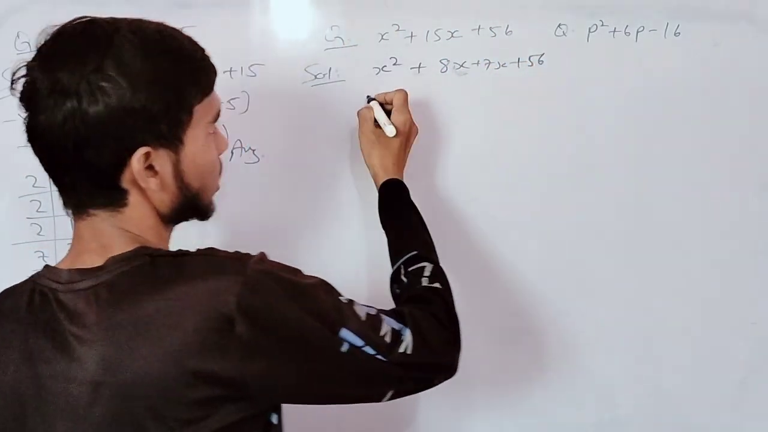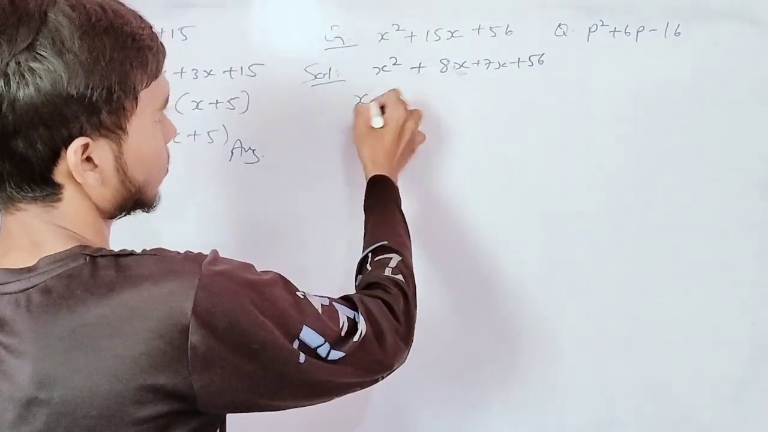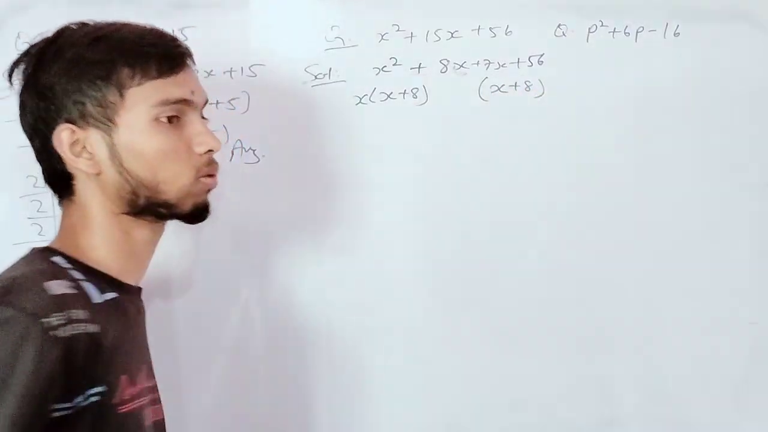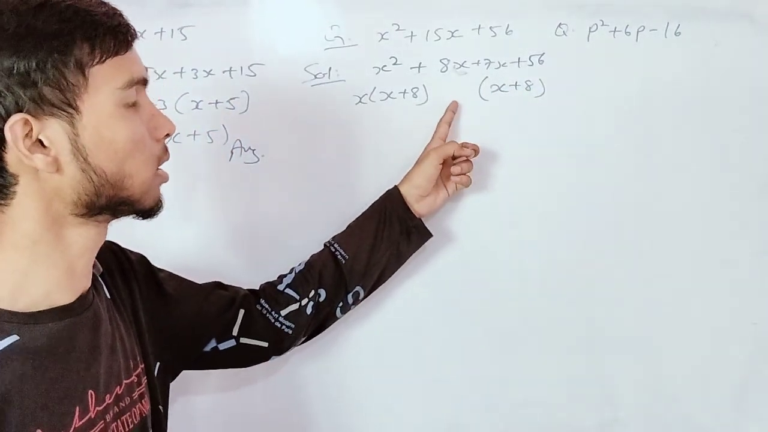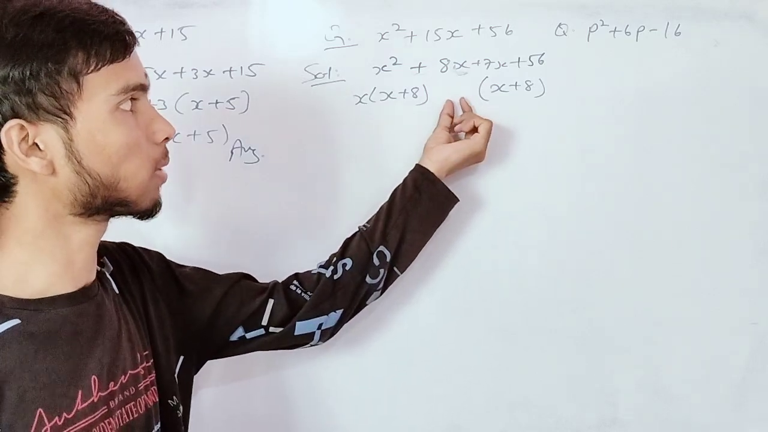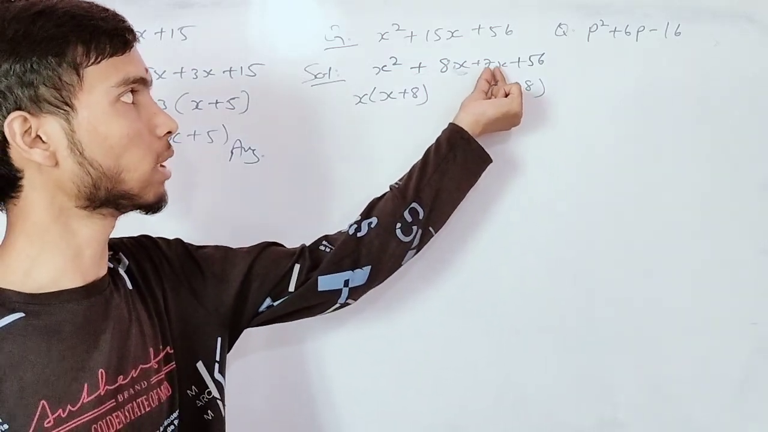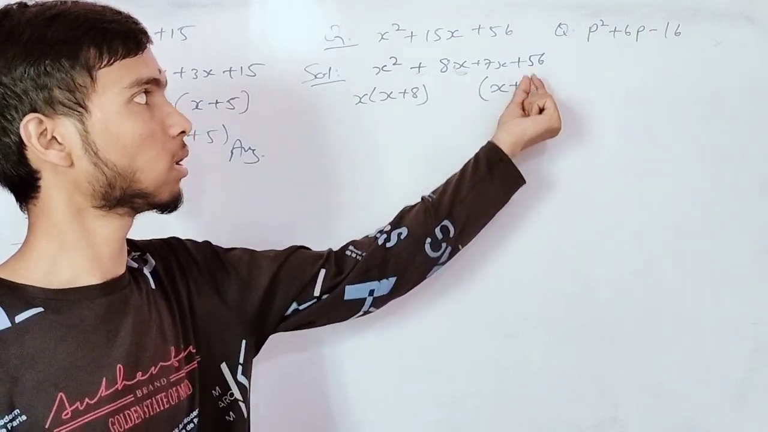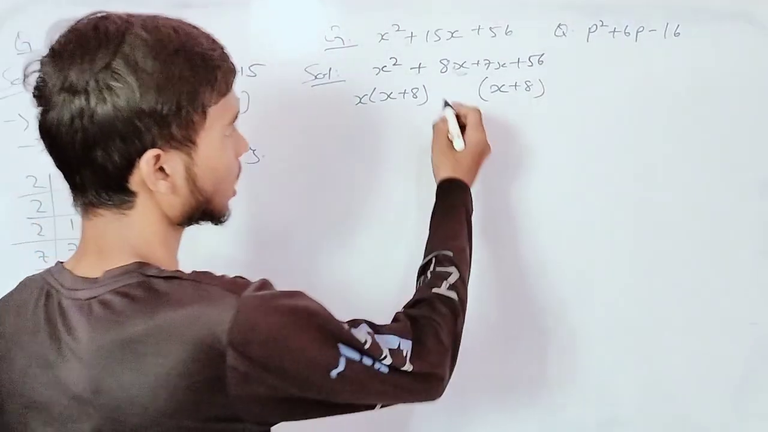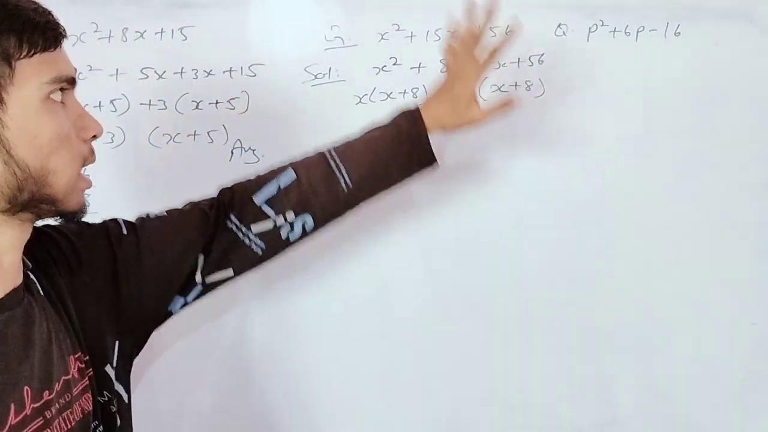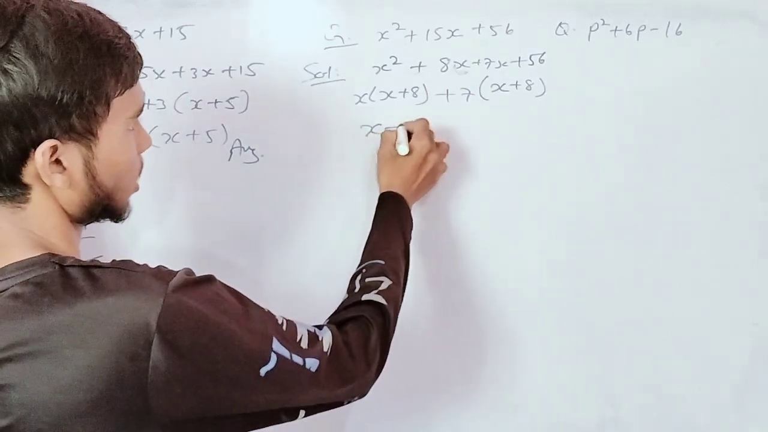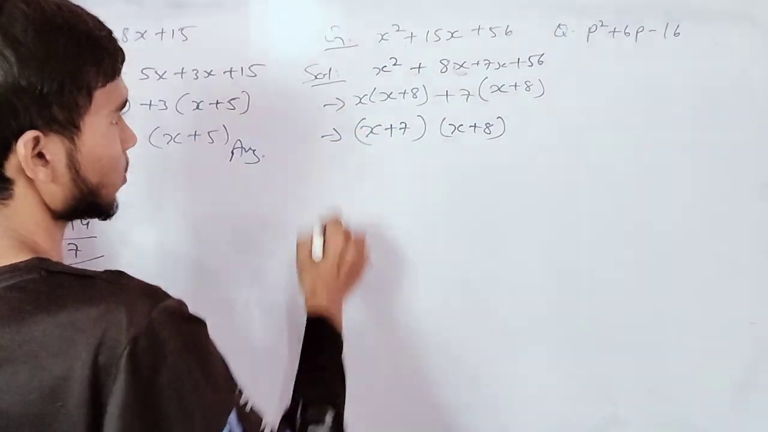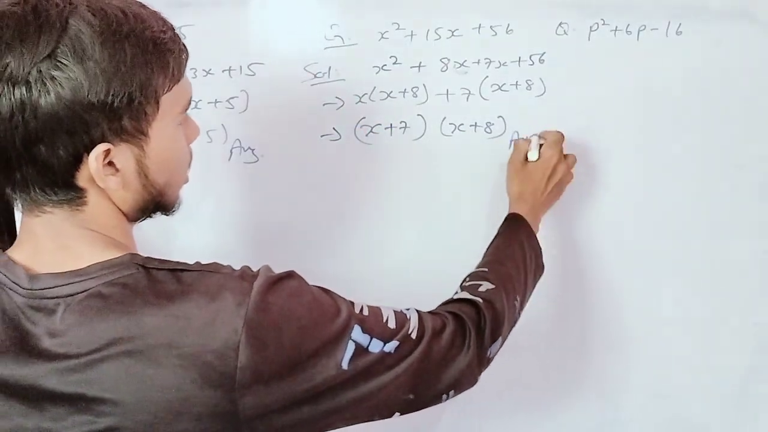Now 56 as it is, x is a common factor, x plus 8. It can be written here the same. You have to think of that number which can be written here. When we multiply this unknown number with this, it should give this number, and when we multiply this unknown number with this, it should give this number. So what is that number? Only 7, 7x, and 8 sevens are 56. Now the outside terms are x plus 7 and x plus 8. Till here this is the correct answer.